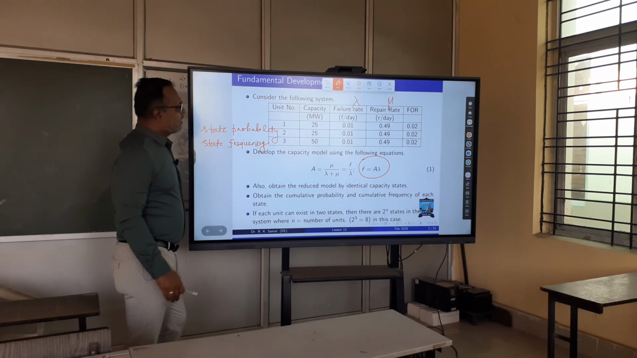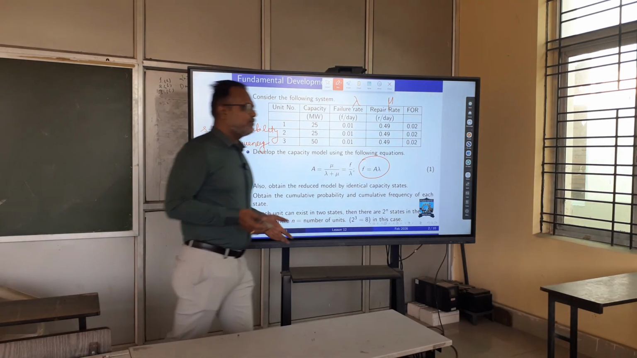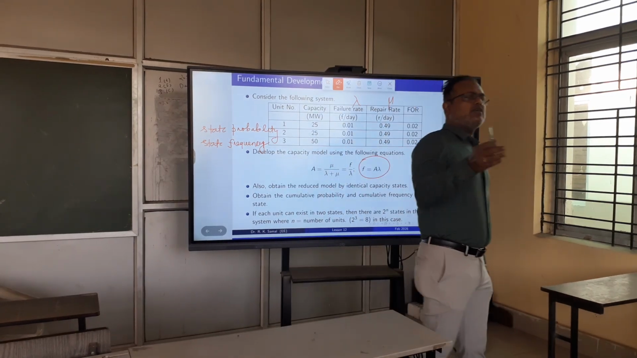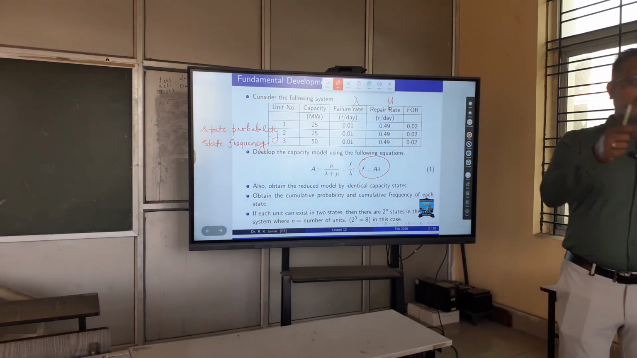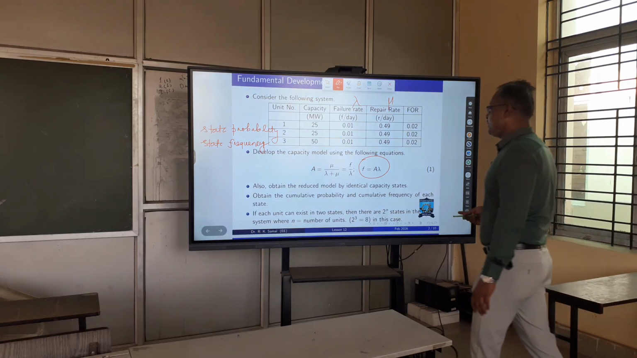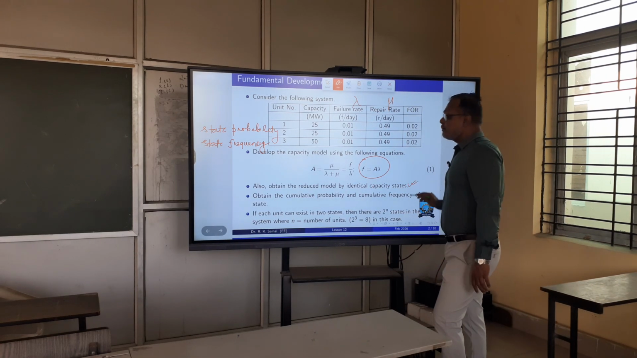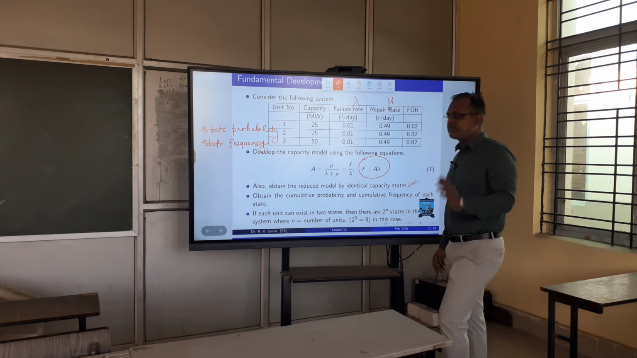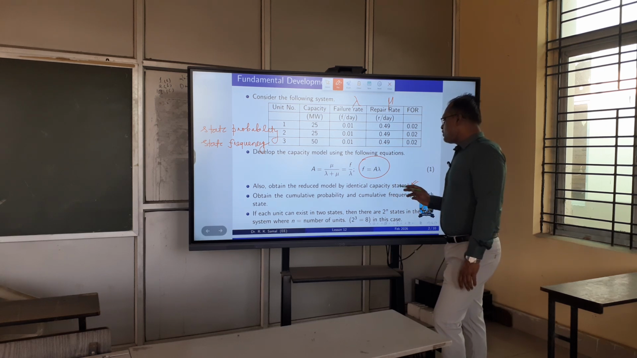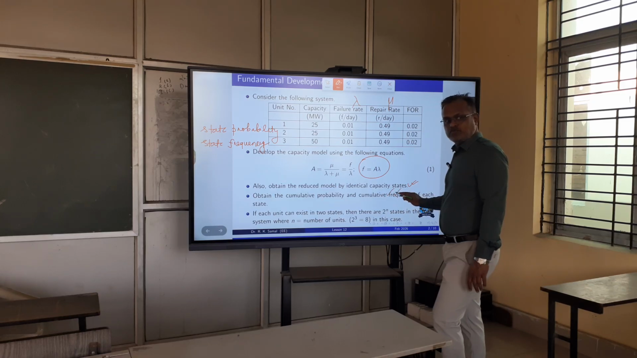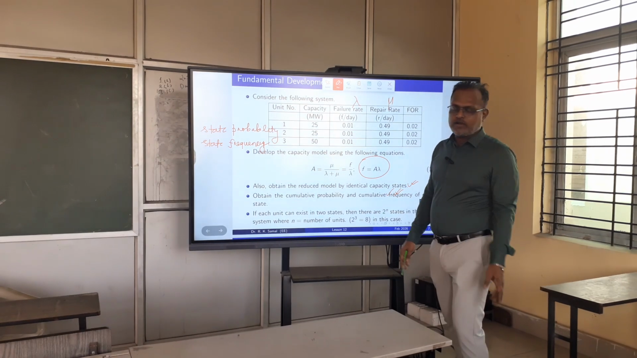Then we obtain the reduced model. What is the reduced model? We can have so many states, we convert it into a number of discrete, 5, 10, 15. So that's reduced. It's not very important. That's only useful for big systems like IEEE 24-bus system. Obtain the cumulative probability and cumulative frequency of each state. Okay, so cumulative values we will obtain. As we know, we generally use cumulative values.